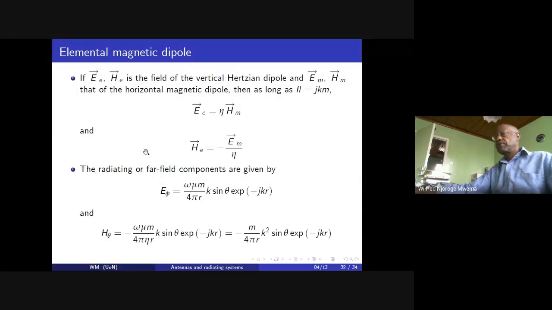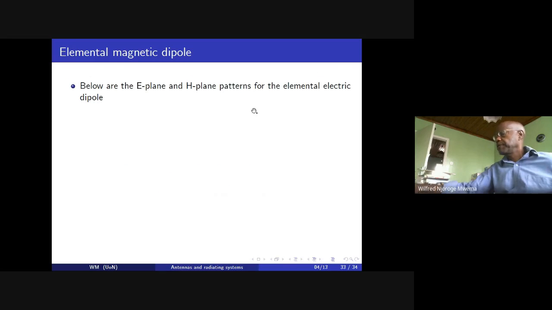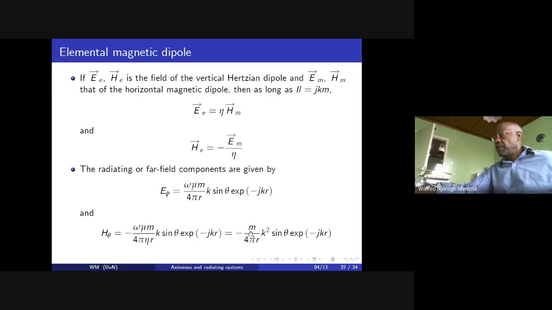So the radiating or far field components for the magnetic dipole are going to be given by E phi, and we have H theta given by that expression, which can be reduced in terms of M and pi. And then when we take E phi divided by H theta, we get a negative value of the intrinsic impedance, so to speak.